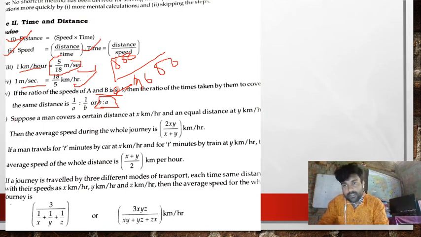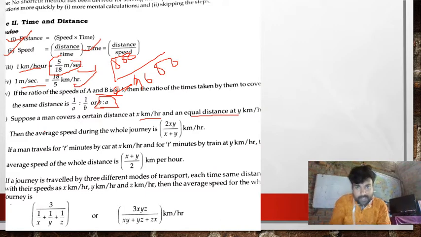Suppose a man covers a certain distance at x kilometers per hour, and an equal distance at y kilometers per hour, the same distance. Then for the whole journey, the average speed is 2xy by x plus y.